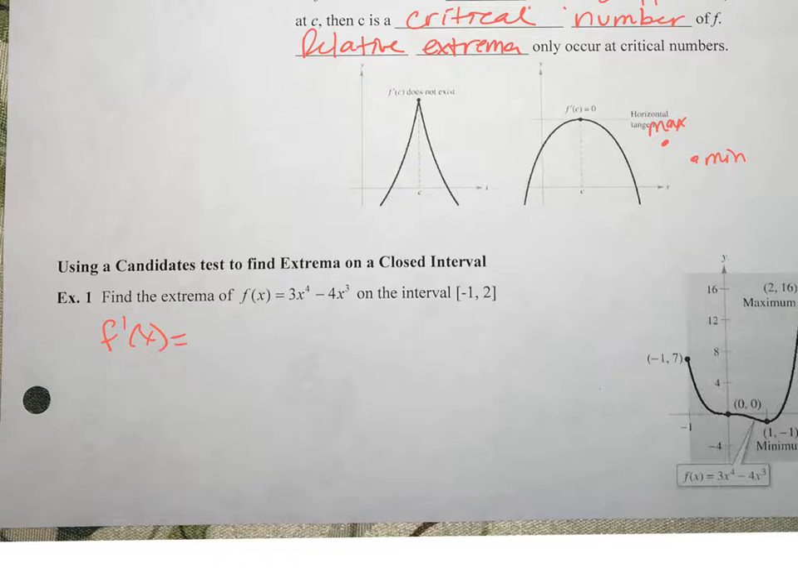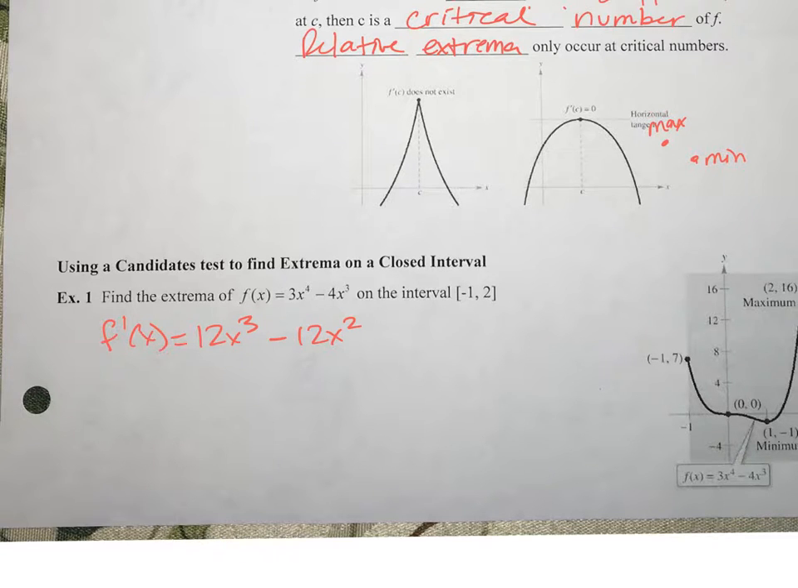The derivative of 3x to the fourth would be, bring that 4 around front, multiply it by 3, and then decrease the power by 1. So the derivative of 3x to the fourth would be 12x cubed, and then minus the derivative of 4x to the third, which would be 12x squared.